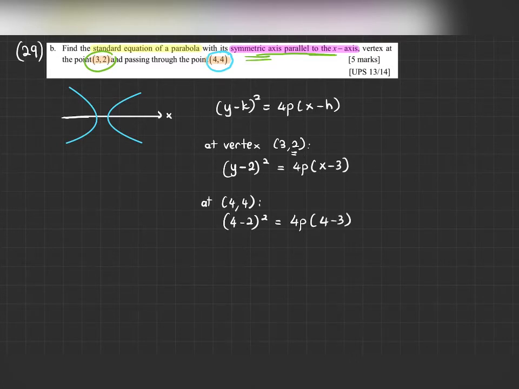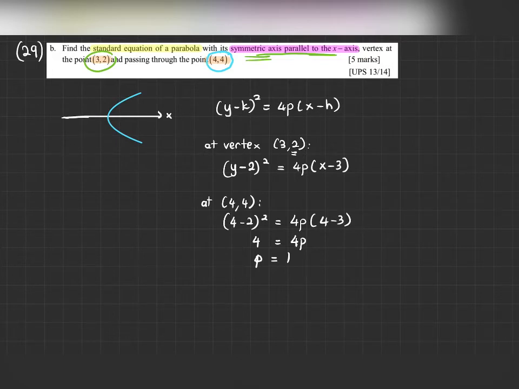Okay, 4 minus 2 will be 2. So, 2 square is 4. So, 4 equals to 4 minus 3 is 1. So, equals to 4p lah. So, either kamu nak kekalkan 4p sebagai 4 ataupun boleh juga nak terus let p will be equals to 1. So, here we know that our p is a positive value. So, maksudnya kita akan open to the right. Okay, so ini kita boleh delete lah.